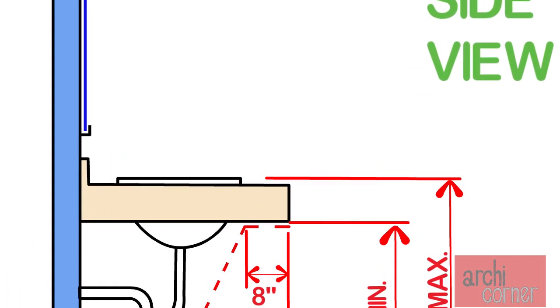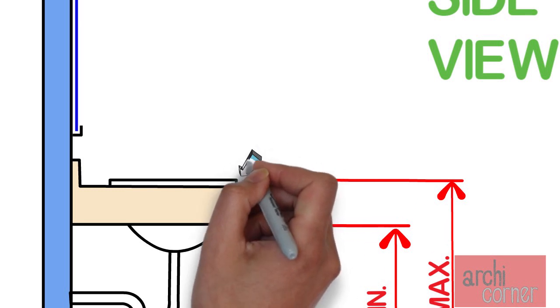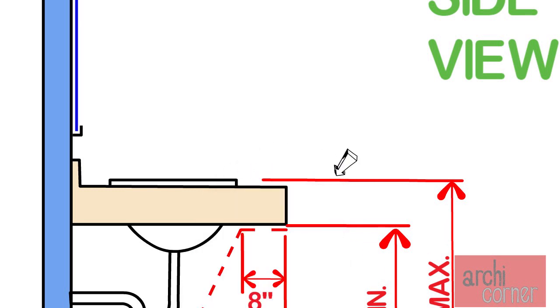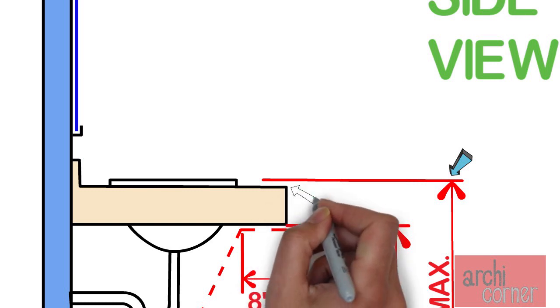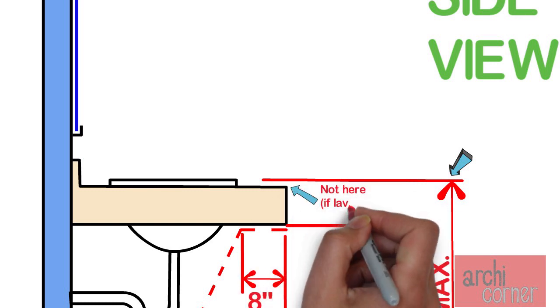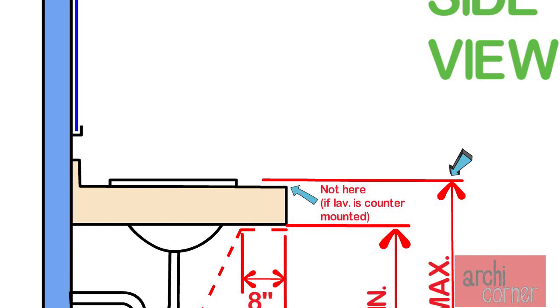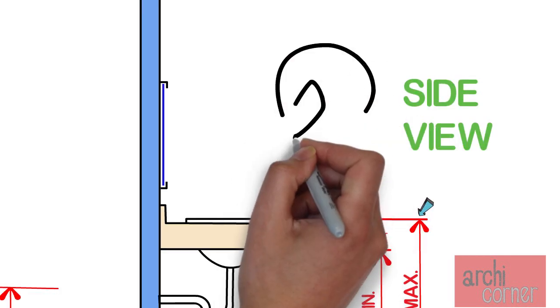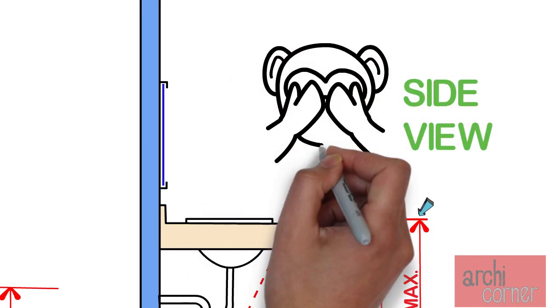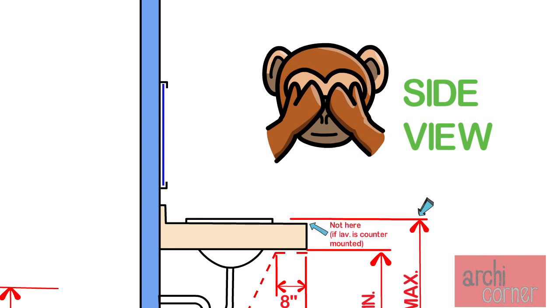So if your lavatory is a counter-mounted lavatory as shown here, the measurements are taken to the top of the lavatory rim, not the countertop. This gets overlooked all the time. You would be surprised. Many just measure the countertop and think that it will be fine. So be careful. Be sure you know what type of lavatory you're using.